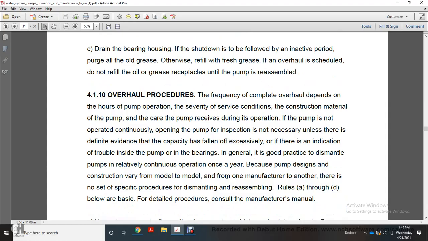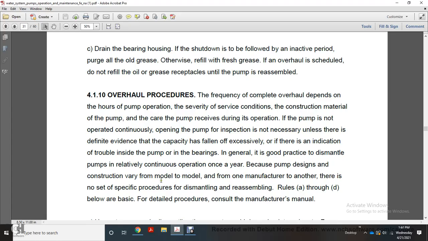4.1.10 Overhaul procedure. The frequency of a complete overhaul depends on the hours of pump operation, the severity of the service, the condition of construction materials, and the care the pump received during operation. The inspection is not necessary unless there is definite evidence of reduced capacity or excessive wear, or if there is an indication of trouble inside the pump or bearing. In general, good practice is to dismantle the pump once a year, because pump design and construction vary from model to model.